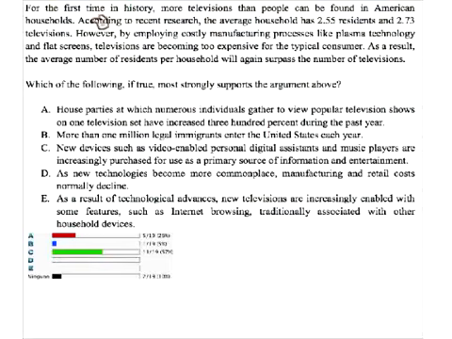So, for the first time in history, more TVs than people can be found in American households. Blah, blah, blah numbers. These numbers don't help you because they just are the same as the statement that came before them. However, by employing costly manufacturing processes, televisions are becoming too expensive. As a result, the average number of residents per household will again surpass the number of televisions. So this is what we have to support.